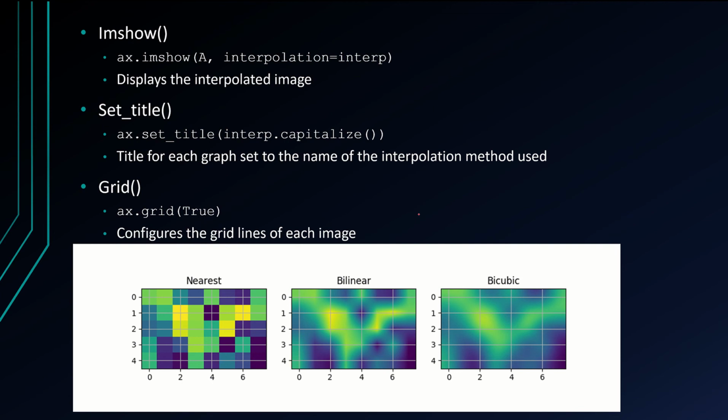And then lastly, we have ax.grid equals true. And this means that we will configure the grid lines of each image. So here you can see the different grid lines that we have created. And you can see in bicubic, it almost looks like a blur behind the grid lines. And here it's very clear.